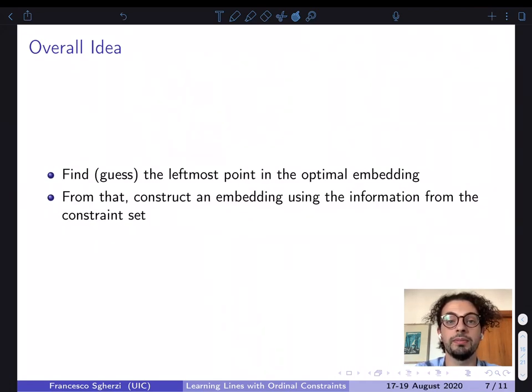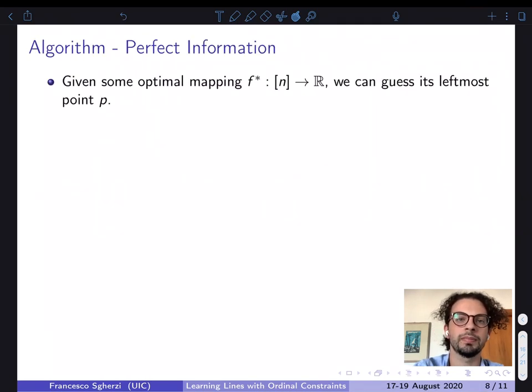In the imperfect information case, however, this is not true anymore. In fact, the leftmost point is involved in a certain small number of violations, and therefore we cannot reconstruct a good embedding by comparisons as we did before. So, as a warm-up, we first introduce a simple algorithm for the perfect information case.